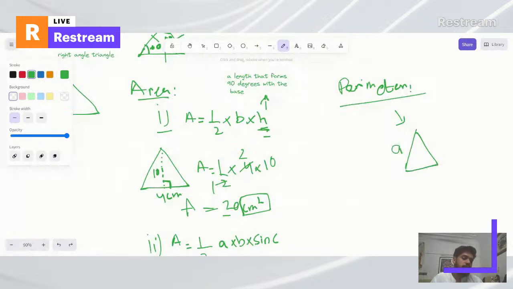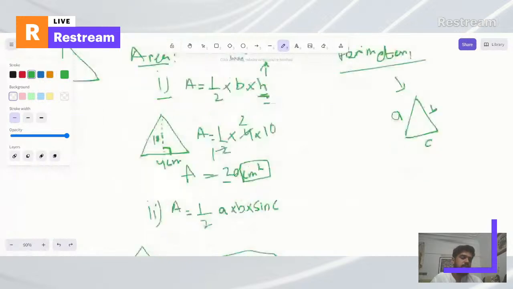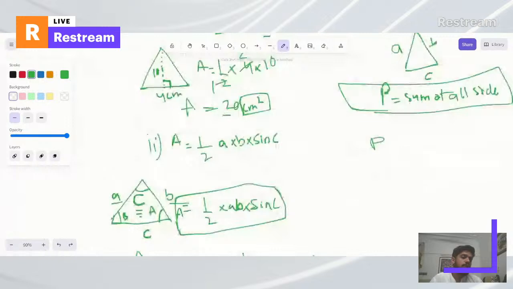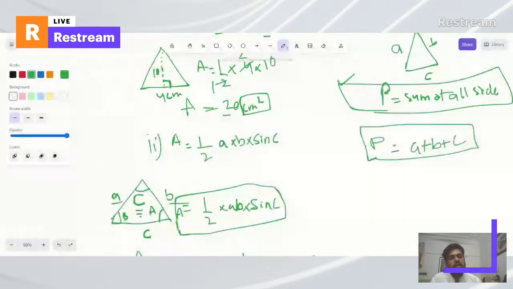So let's say that this length is A, this length is B, this length is C. The perimeter is going to be very easy to find out. It's going to be the sum of all sides. This is the formula which is going to be common for every shape. When we add all the sides together, it's equivalent to the perimeter of the shape. So we have A, B and C, we add them all, A plus B plus C, hence we get the perimeter. I hope this is very clear to all of you.